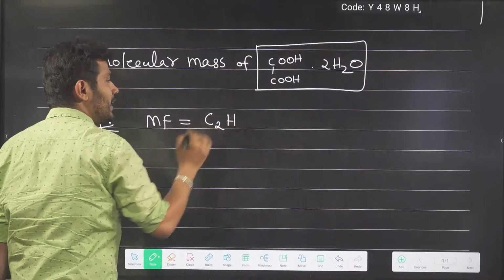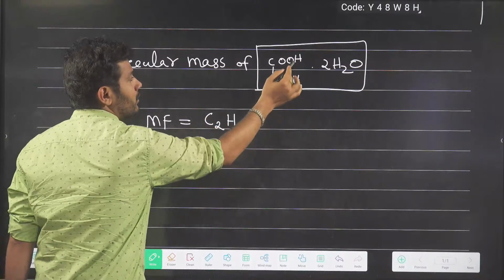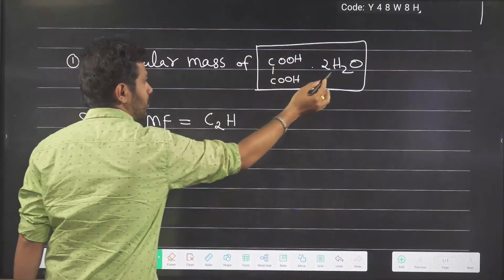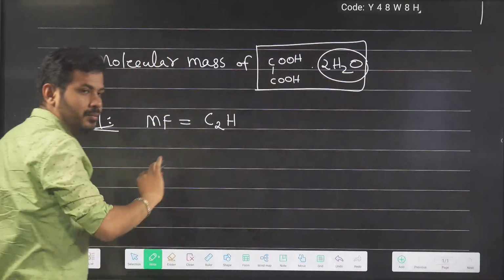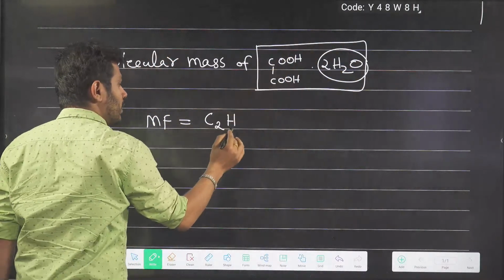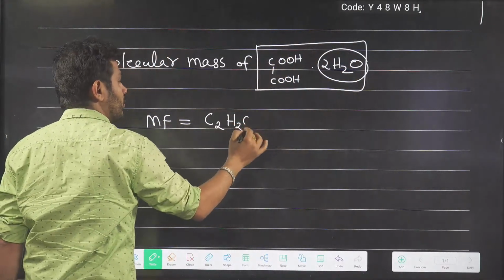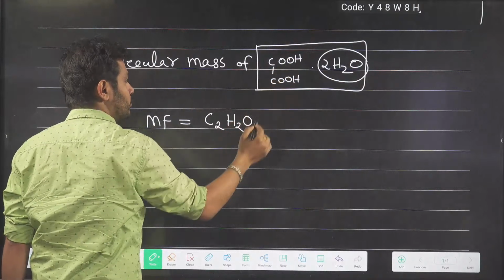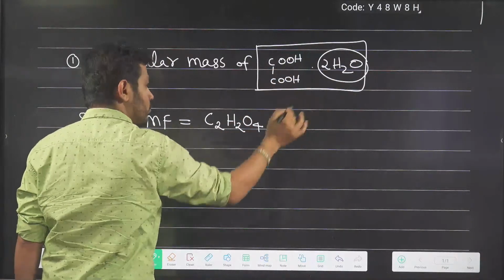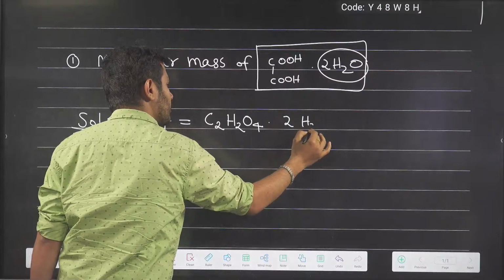How many hydrogen atoms are there? Here, these are 2 hydrogen atoms. I'm not counting this 2H2O part. Let it be separated. So these 2 hydrogens, H2. How many oxygen atoms? These 2 and these 2, total 4. Dot 2H2O as it is, I will write 2H2O.